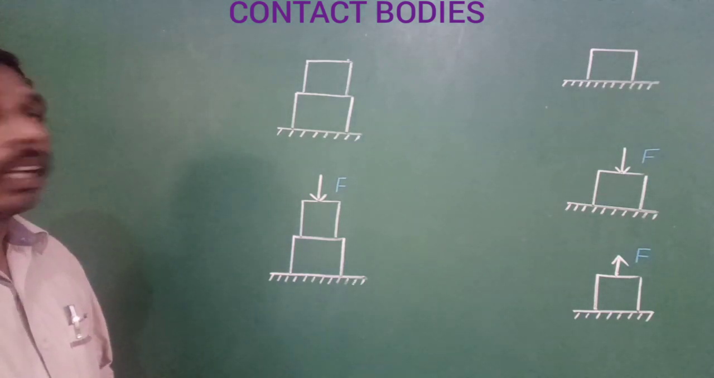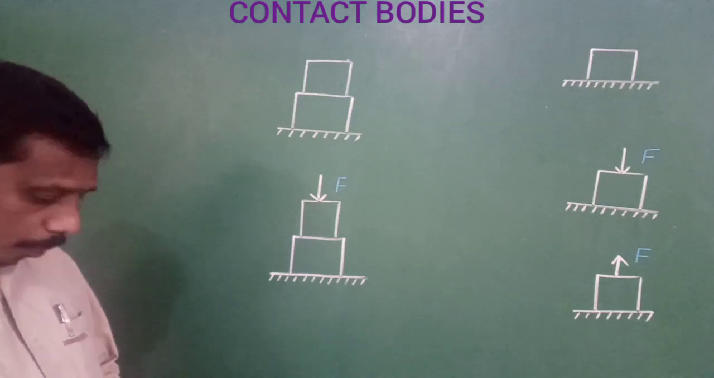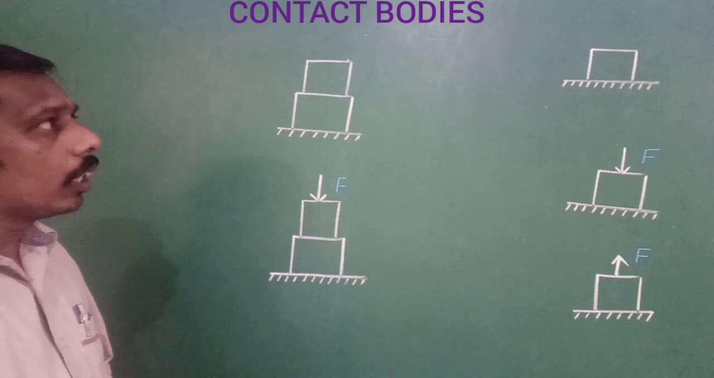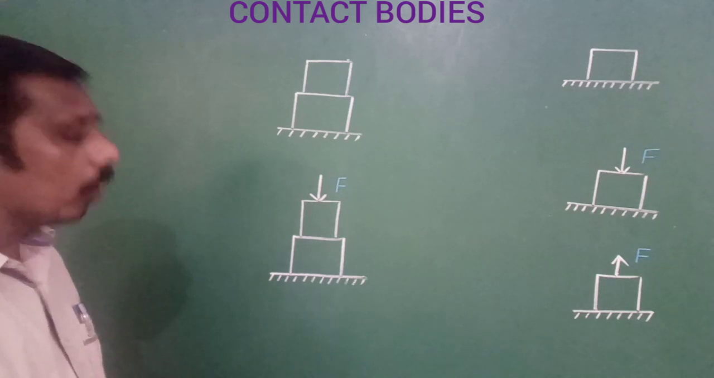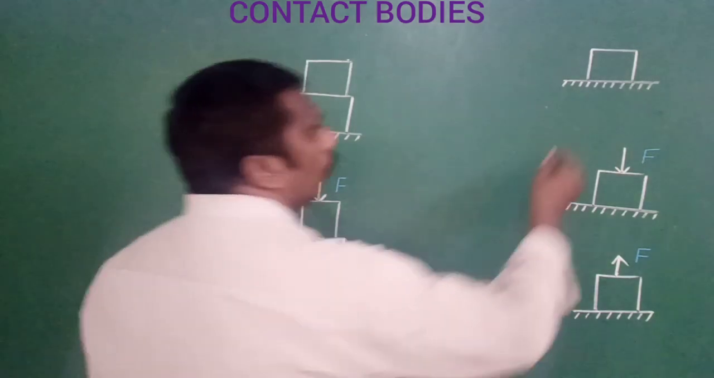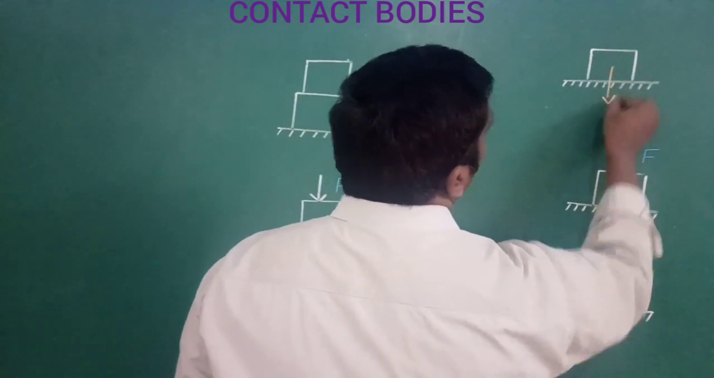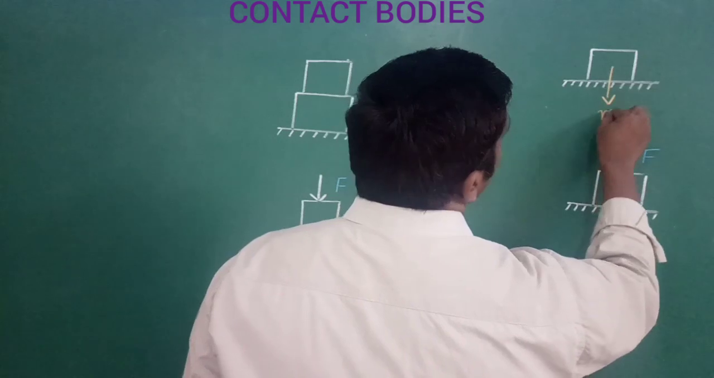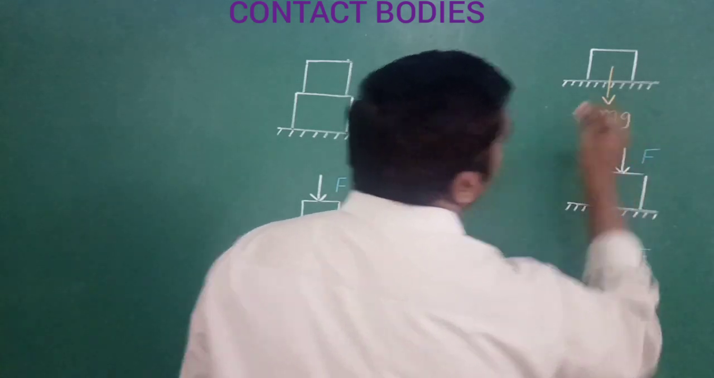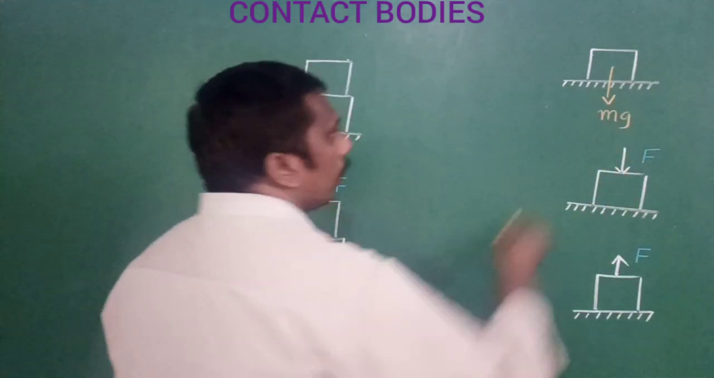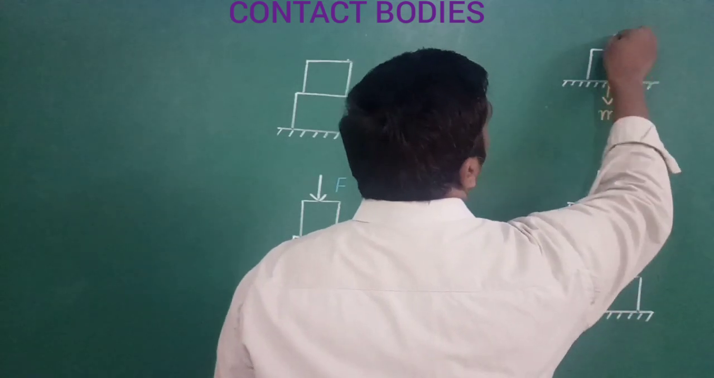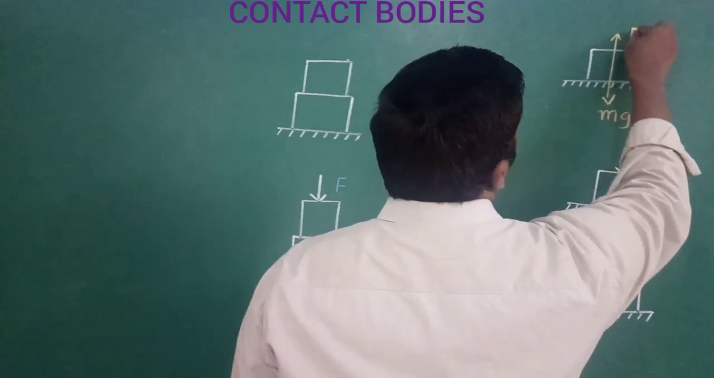Then what is the normal reaction? Block is placed on a horizontal surface. On this block, only two forces are acting. One is its weight in downward direction. Mass of the block is taken as m, then its weight mg is acting in downward direction. Normal reaction is acting in upward direction.